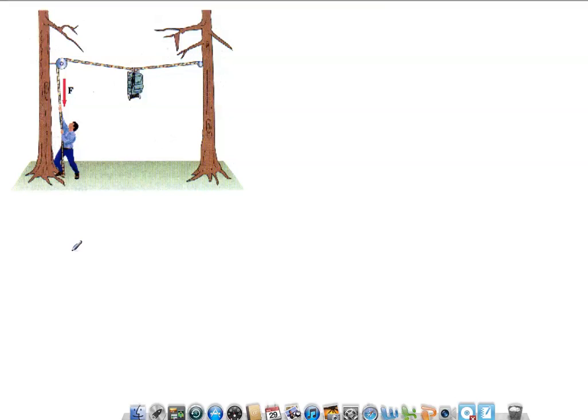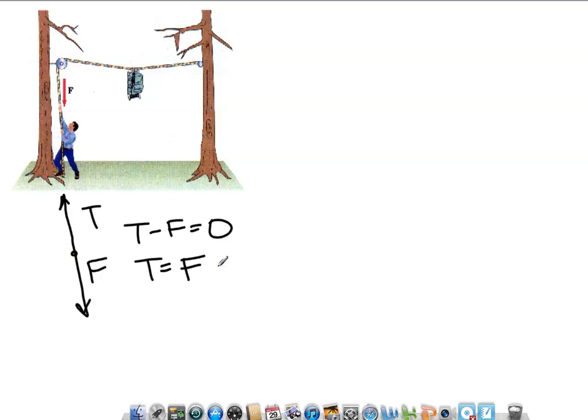The man is pulling downward with a force that's called F, and then the tension of the string is pulling upward, and that's why the rope right here and his hand are not moving, right? So that means that the tension minus the force that the man pulls with is equal to 0. So that means that the tension in the rope is equal to the force that the man pulls with, right? So we're going to use this.